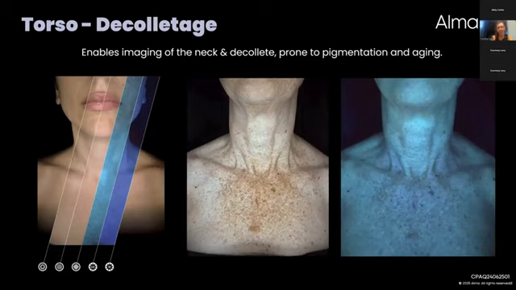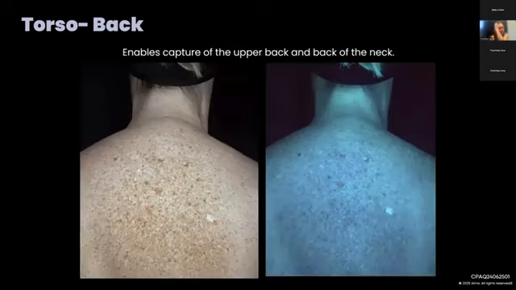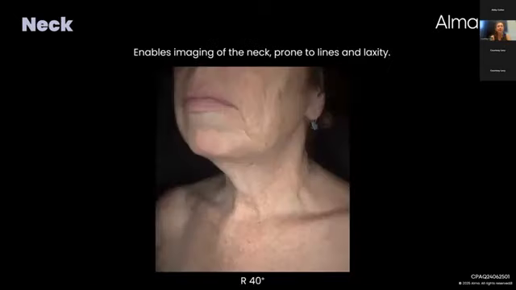And this is just an example of how important it is to capture the décolleté, for example. We have a lot of sun damage and pigmentation in many patients who would like to have this treated. And just like the face, we're able to capture the images, analyze the depth of the pigment, choose the most suitable treatment for this patient, and then, of course, to follow up with after photos. And the back. This is just an image of the neck and the jawline on the 40-degree angle.